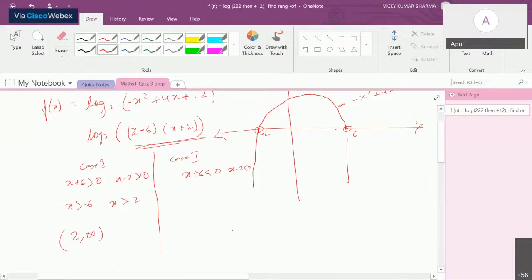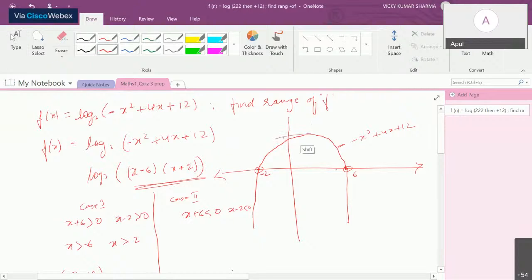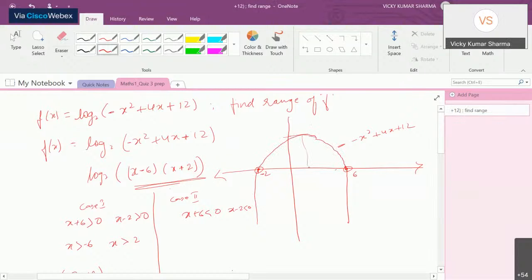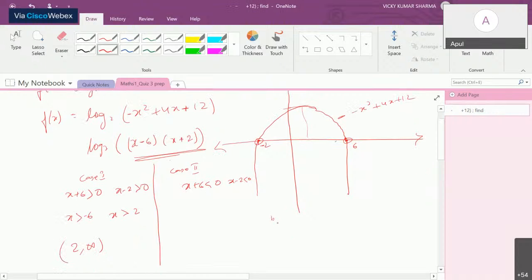the range of the quadratic function would be from minus infinity to the vertex, right? So the vertex is somewhere at 16, using minus b upon 2a. So that will give us 16. So for the log function, would we not consider 0 to 16 as the interval in which we have to work? For 0 to 16, is it? Yes, that is where we will be working.